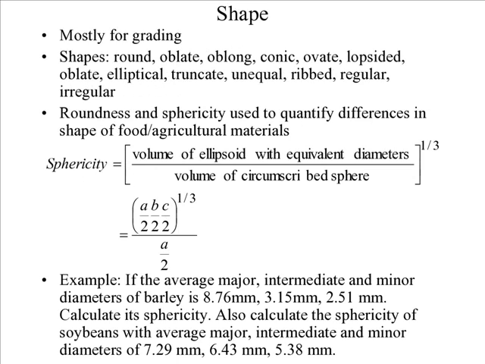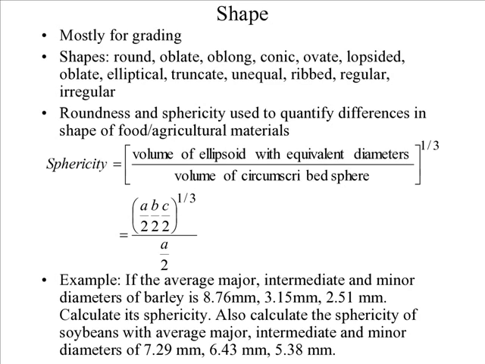Another physical characteristic, shape, is also very important. It's used mostly for grading. Examples of different shapes are round, oblate, oblong, conic, ovate, lopsided, elliptical, truncate, unequal, ribbed, regular, irregular.